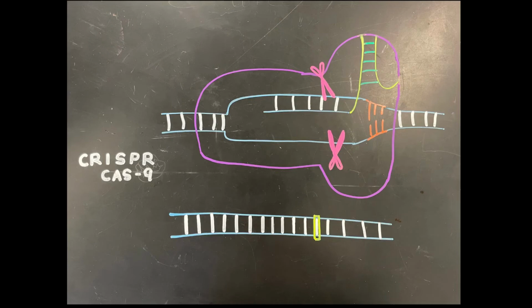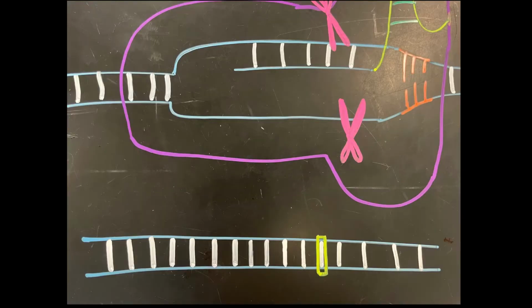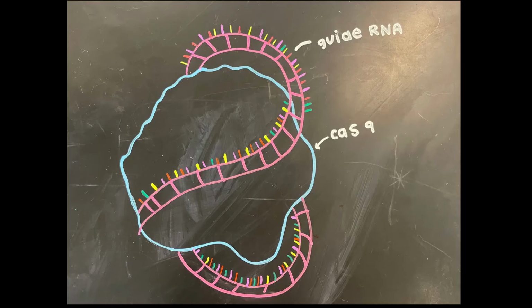The CRISPR Cas9 system is a tool for cutting DNA at a specifically targeted location. The technique has revolutionized gene editing. There are two components to the system, a DNA cutting protein called Cas9 and an RNA molecule known as the guide RNA. Bound together, they form a complex that can identify and cut specific sections of DNA.